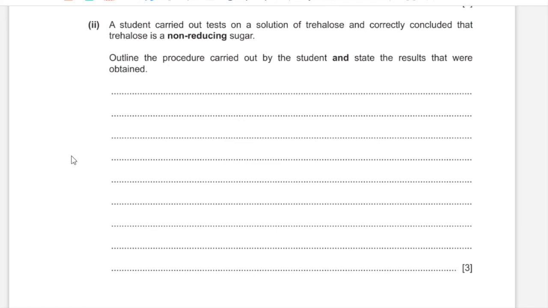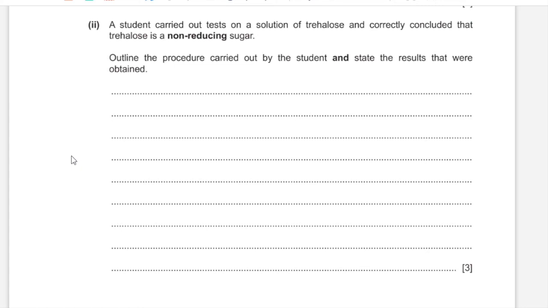To test for a non-reducing sugar, you'd first have to heat trehalose, in this case its solution, with Benedict's solution, which would give a negative result since Benedict's solution tests for presence of reducing sugar. Then you'd have to boil the trehalose solution with hydrochloric acid and then neutralize it with, for example, sodium hydroxide, which is an alkali, after the solution cools down.